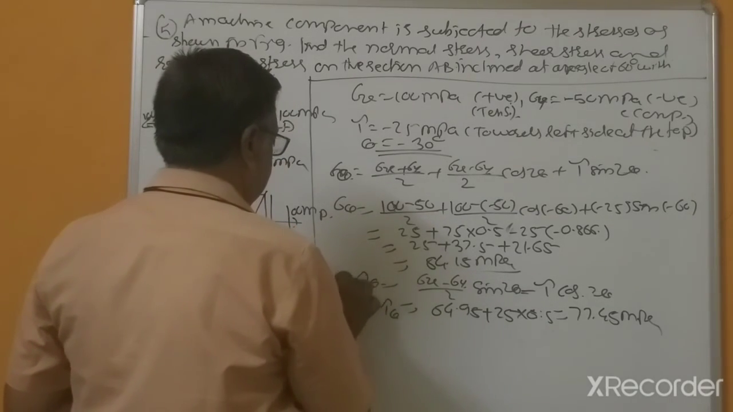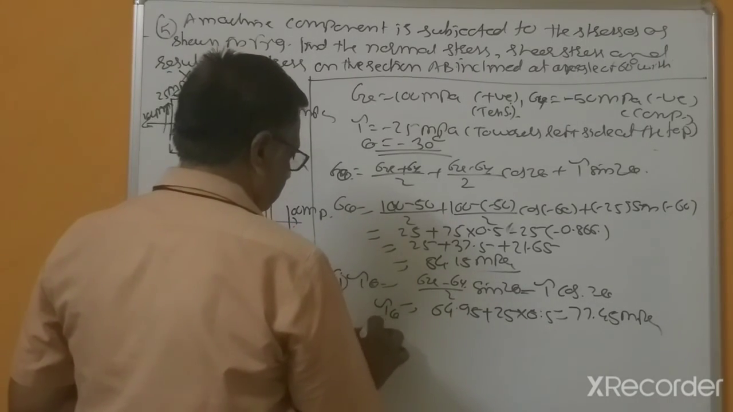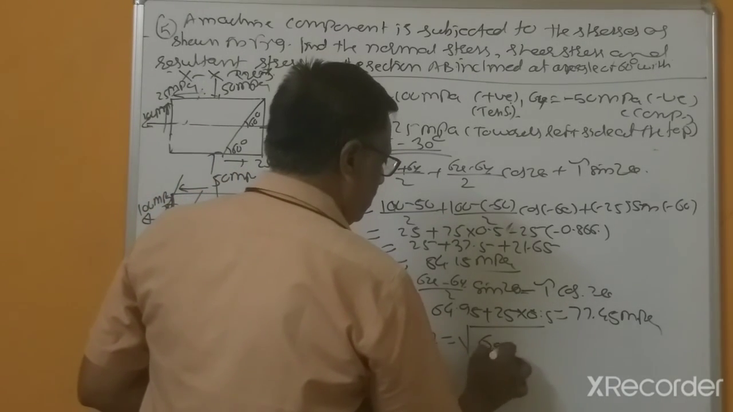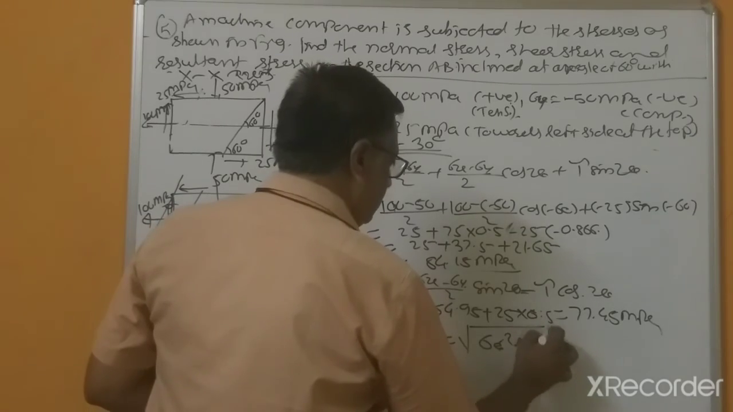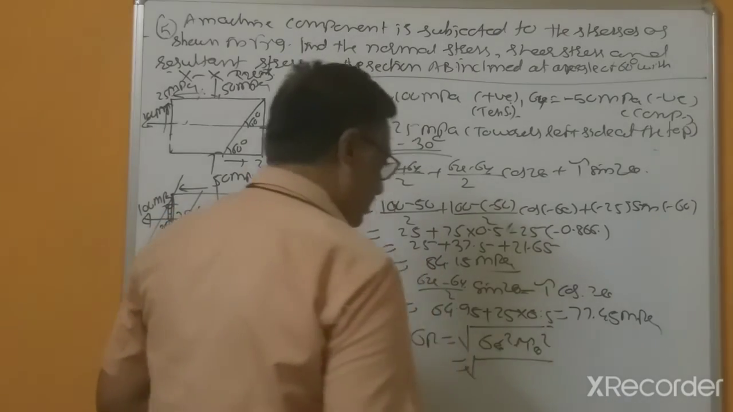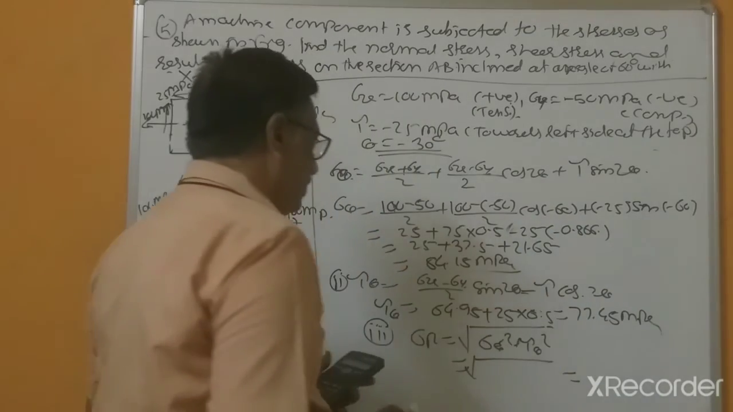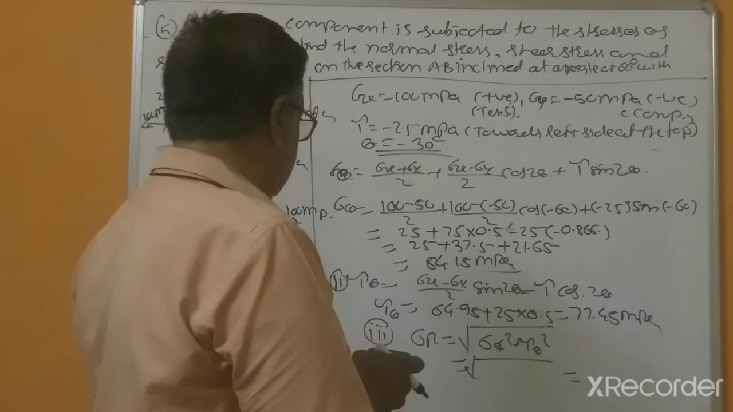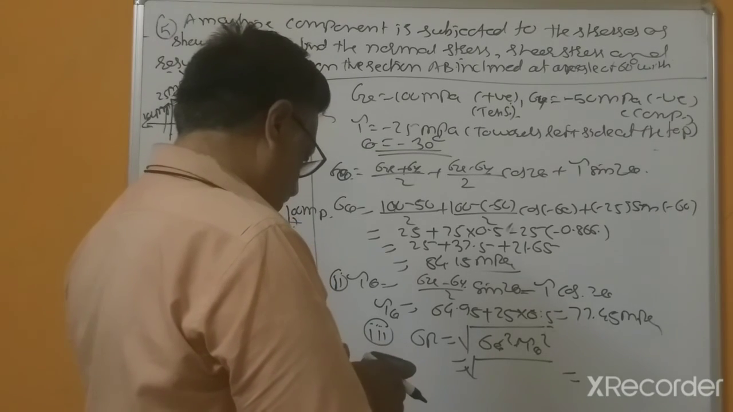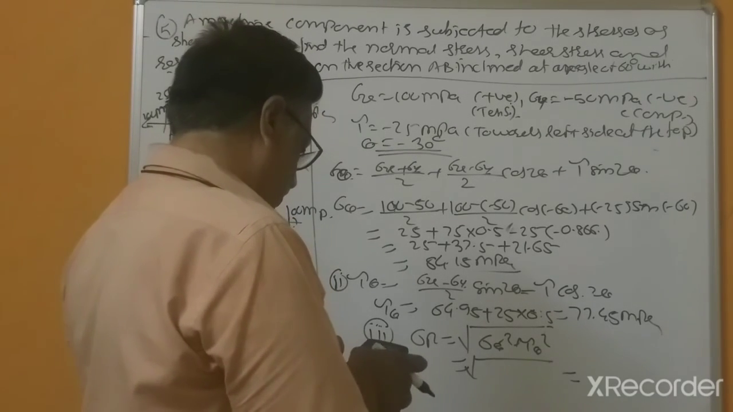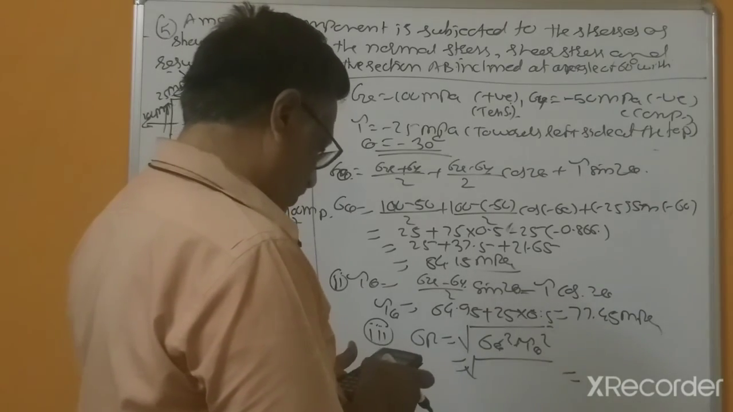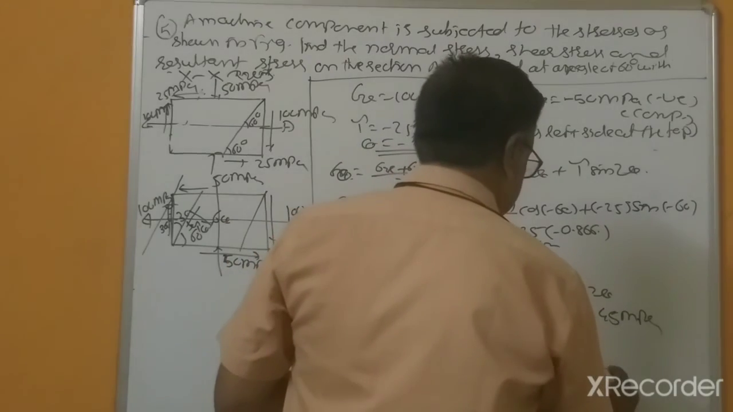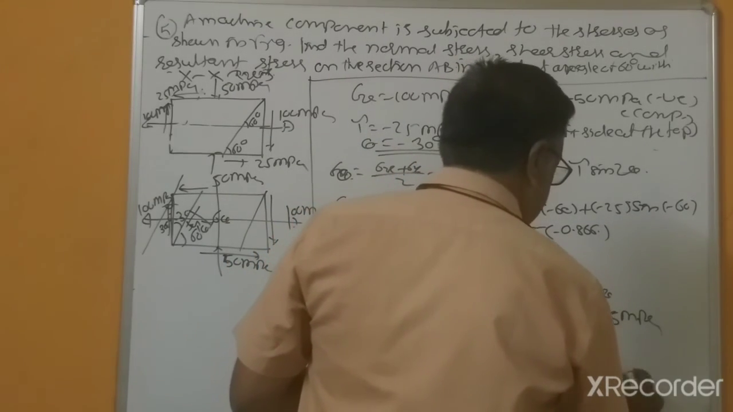And third bit, resultant stress equal to square root of sigma theta square plus tau theta square. So that's why directly can I put the value. So this is 114.36 megapascal.